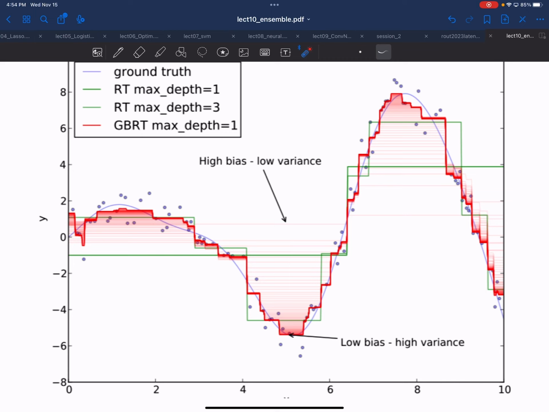I don't like the fact that they used green again for this, but there's another line here. And you can verify this has 1, 2, 3, 4, 5, 6, 7, 8. Okay, so that's just an example of how close you can get to the blue line with a single regression tree of max depth 3.